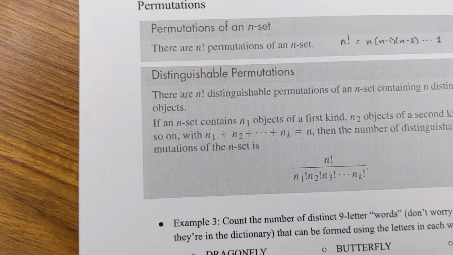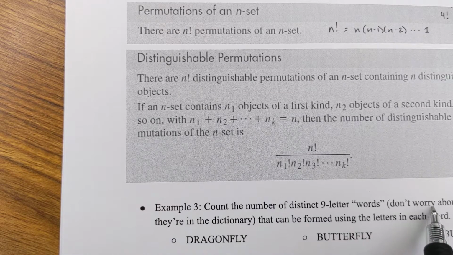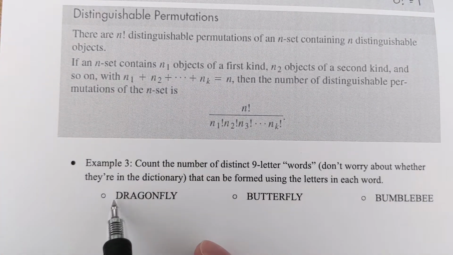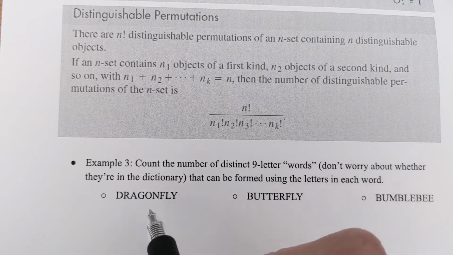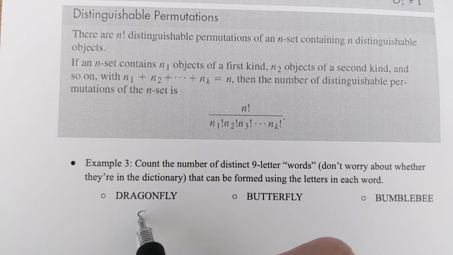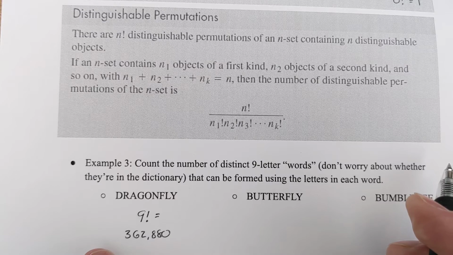So what that would look like down here: count the number of distinct 9-letter words. They're using arrangements of letters to be words here. So 1, 2, 3, 4, 5, 6, 7, 8, 9. So there are 9 letters here, and none of them repeat. So it's just 9 factorial. Most calculators have a factorial button. So there are 362,880 different arrangements of those letters.